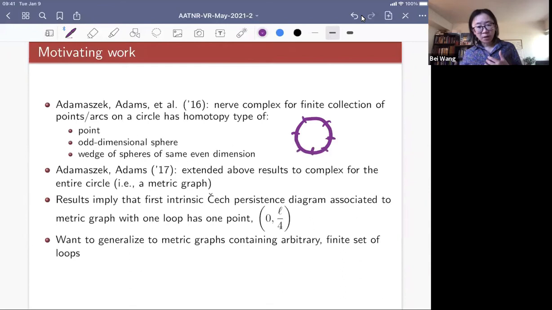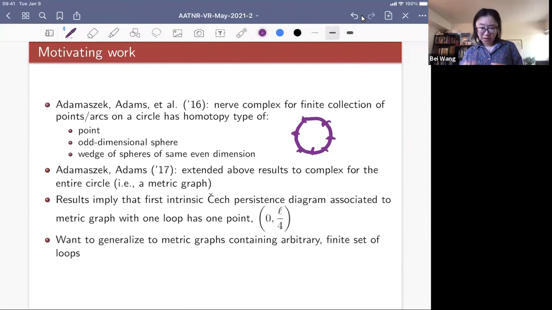And then the follow-up work extends this: instead of a finite collection of points on a circle, they extend it to essentially the entire circle, basically by treating the circle as a metric graph. And their result actually implies that if we study the dimension one intrinsic Čech persistence diagram associated with a metric graph with a single loop, then it will have the persistence diagram of that.